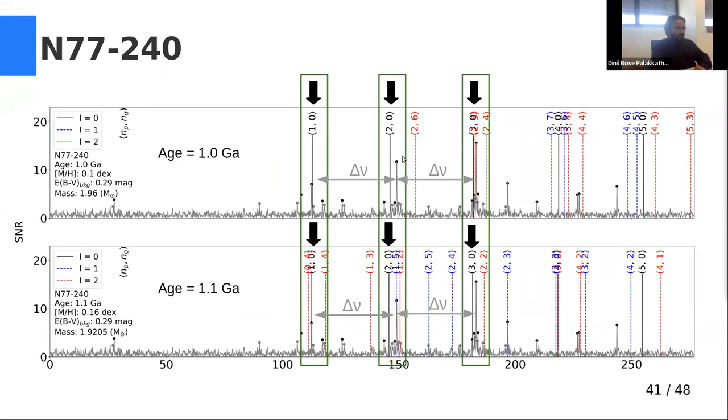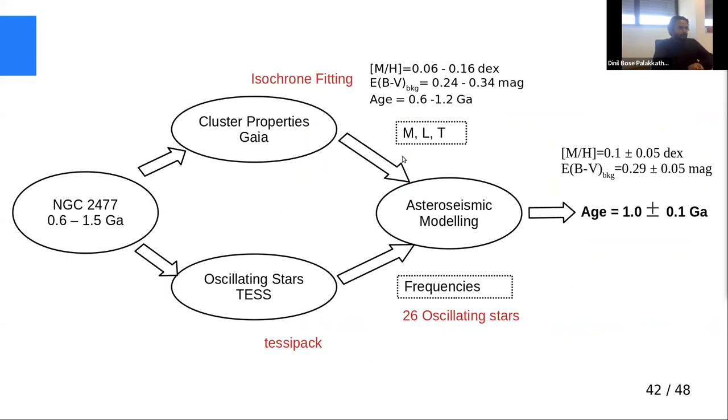Okay, so in conclusion, from the literature, we found the age of the cluster to be from 0.6 to 1.5 gigayear. And using the properties of the cluster, we did the isochrone fitting, and we found the age varies from 0.6 to 1.2 gigayear. And by finding the oscillating stars and doing the asteroseismology, we found that the age is 1 gigayear with a precision of 0.1 gigayear.